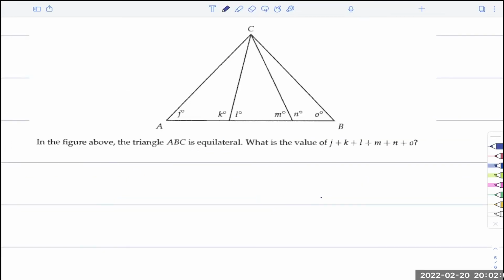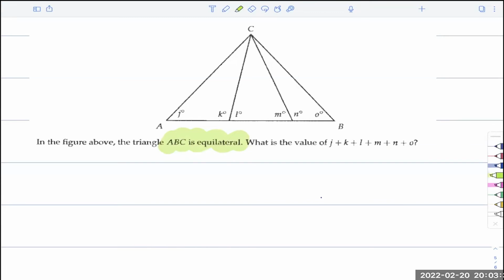ABC is equilateral. I can tell you it's more than 120. Is that right? We have to sum up all these angles, J plus K plus L plus M plus N plus O. And the big hint is that it's actually a really useful hint that ABC is equilateral. So would it be 120? No, it won't be 120. More than 120, right?